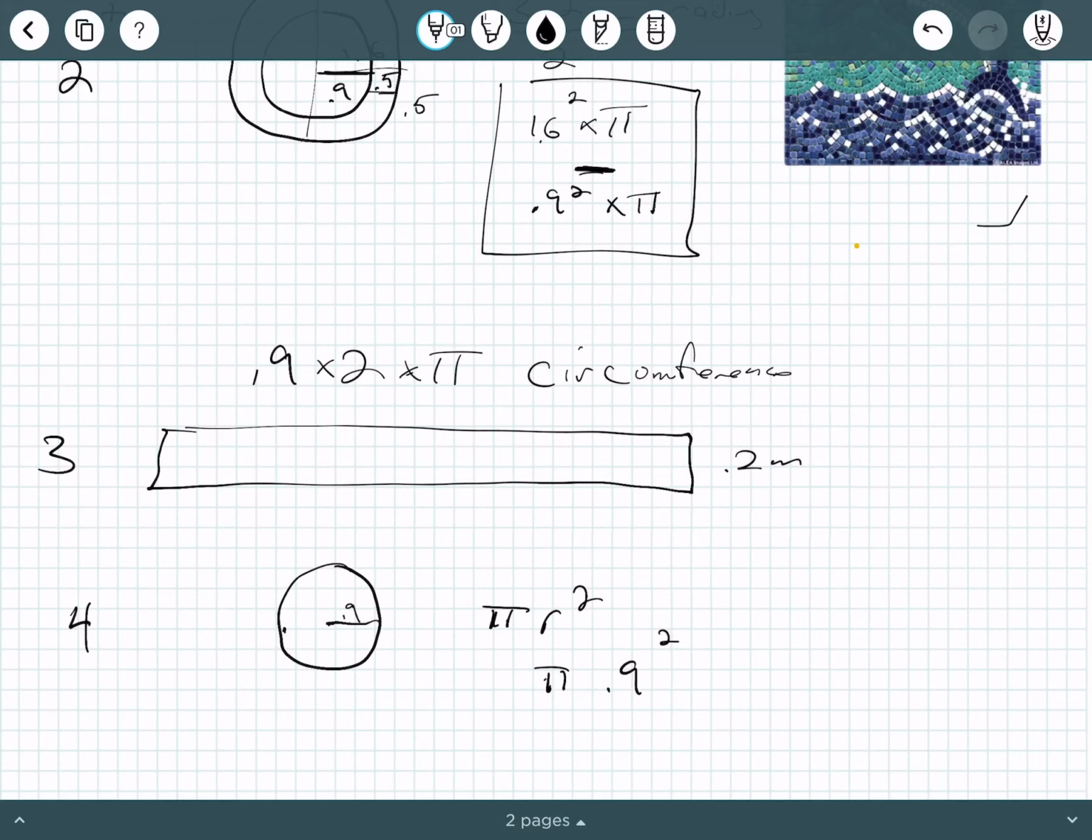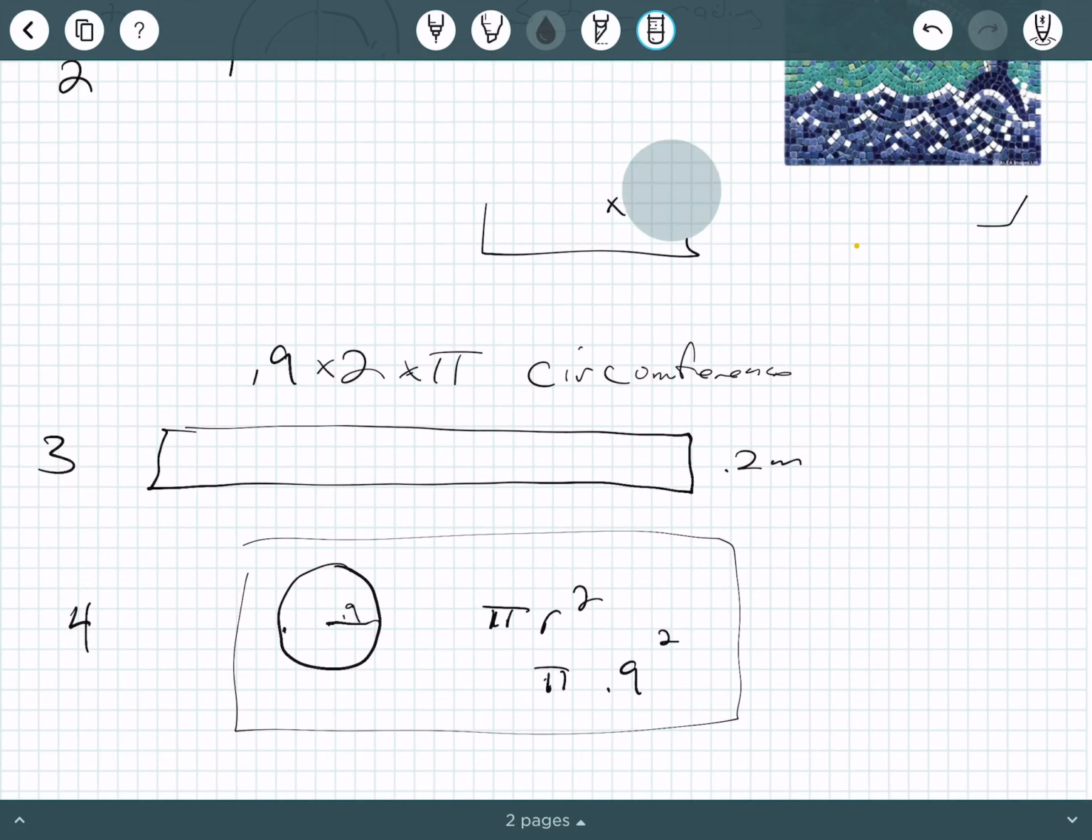Alright, so go ahead, do your calculations, show me what you find, and tell me how many tiles. You go ahead and keep moving. Okay. We're going to clear this.